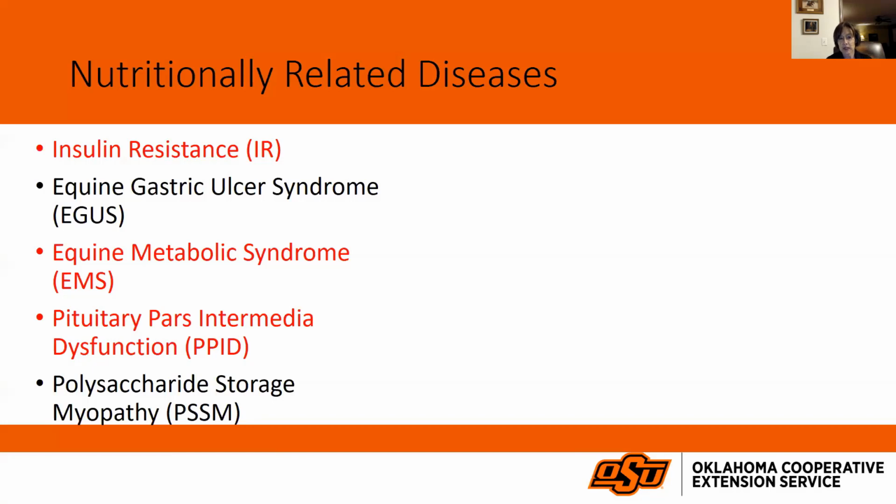So there are a number of nutritionally related disorders that horses can have. The ones that I've highlighted here in red are going to have a lot of commonalities in how we might manage them. Although EGUS, equine gastric ulcer syndrome, might even have a few similarities between what we're talking about here, as well as some metabolic muscle disorders that have some nutritional components as well. So there's going to be a lot of commonalities, but for time's sake, since our goal is to have a 30-minute webinar, we're going to stick with those big three.